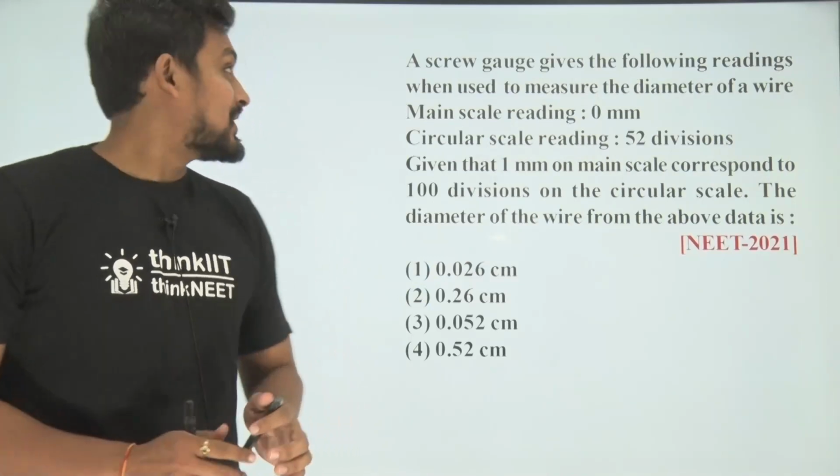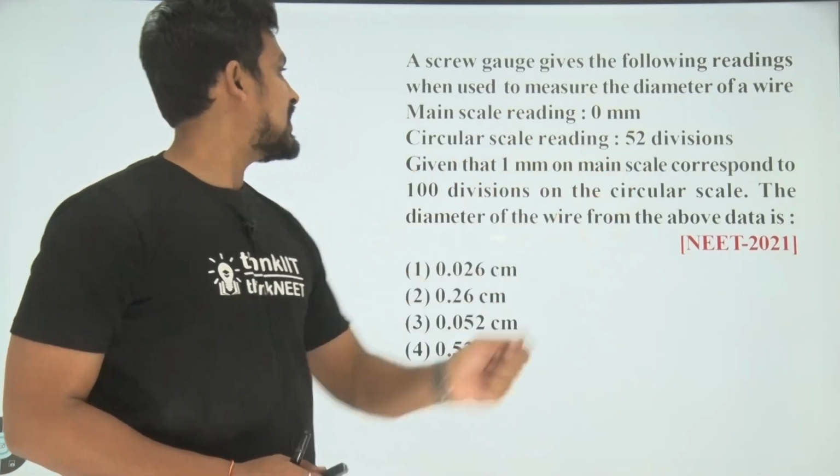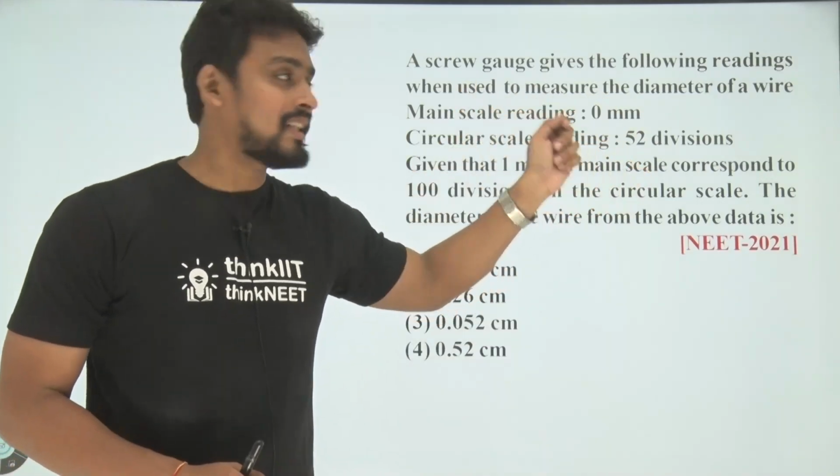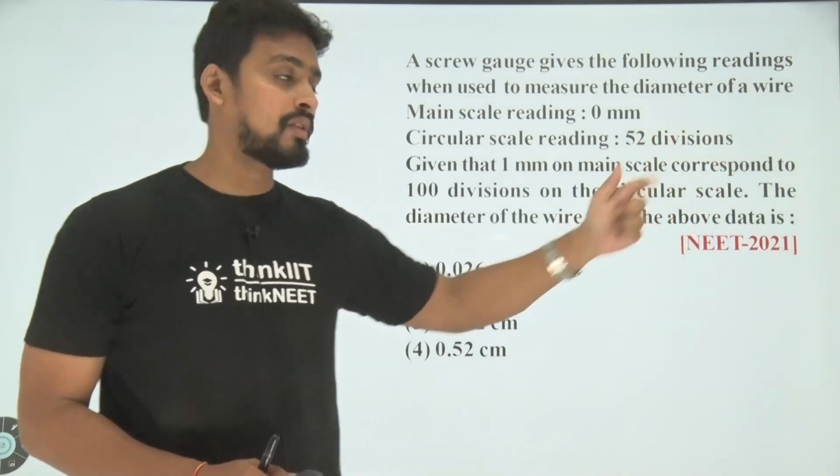Okay, so the next question is, a screw gauge gives the following readings when used to measure the diameter of a wire. Main scale reading is given as 0 mm and circular scale reading is noted as 52 divisions.